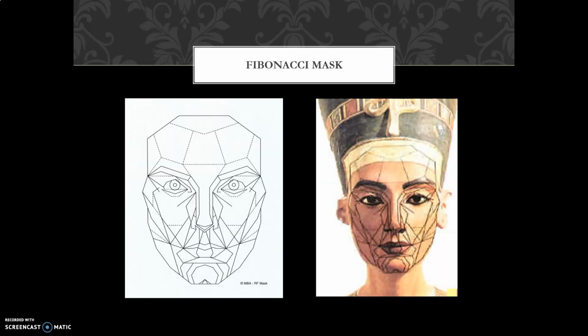Oh, and then this is a Fibonacci mask, and again, you have the golden ratio all over the place in all these measurements. Supposedly, these are the ideal proportions for a human face. And if you transpose this onto somebody's face, the closer the match with the features, supposedly the more attractive or proportionate you could say that face is.